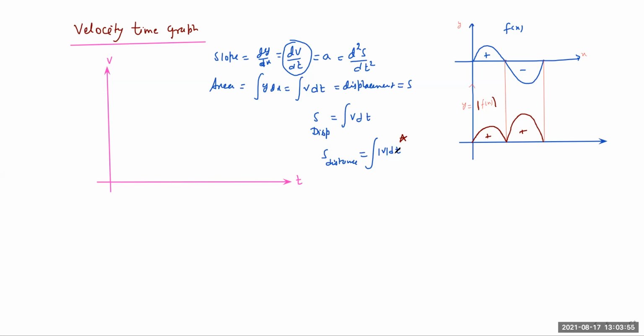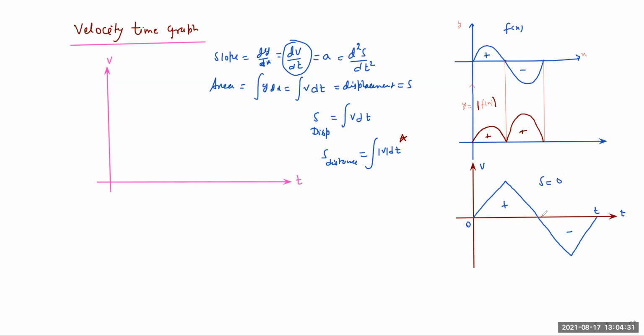Okay. Now something interesting we can also deduce directly from the graph. Imagine a journey which is quite symmetrical. The journey goes this way, then this way. Imagine this positive area and this negative area are exactly the same. So what is the displacement for the entire journey? Zero.